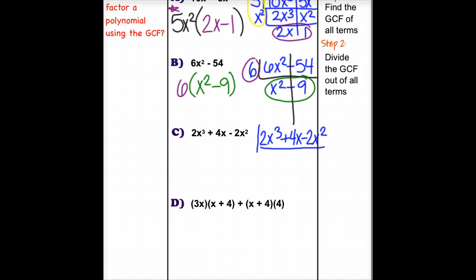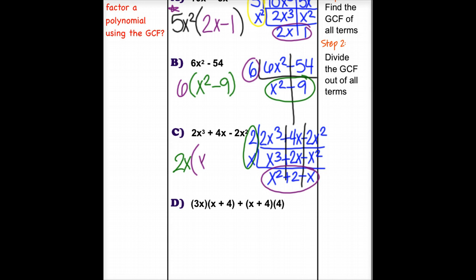Looking at this, I can divide out a 2, leaving me with x cubed plus 2x minus x squared. And then I can divide out an x, leaving me with x squared plus 2 minus x. So 2x goes on the outside, and this goes in the parentheses, and I'm going to put it in standard form, highest value to lowest, so x squared minus x plus 2.